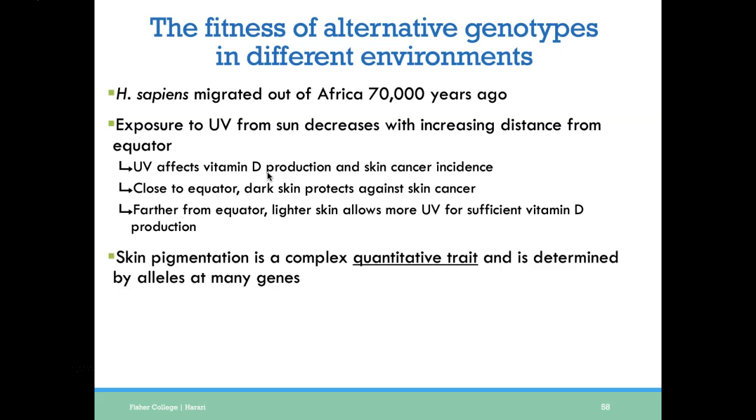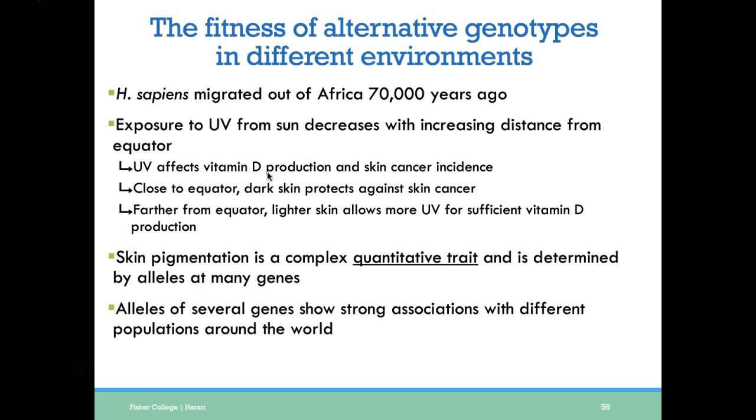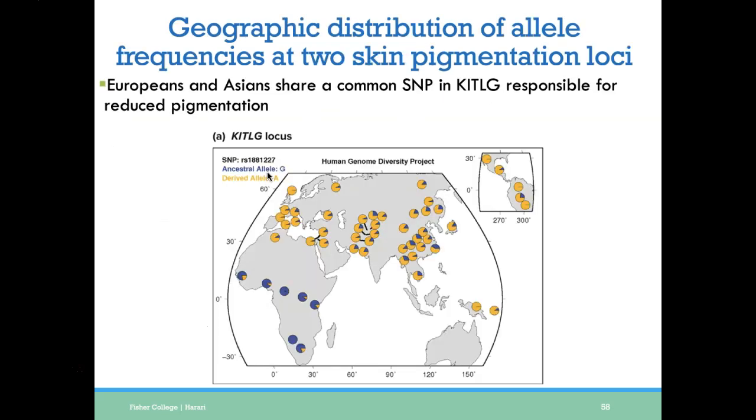So skin pigmentation is a complex quantitative trait, which is determined by multiple alleles at different genes. It's not just one gene that gives you one kind of skin color. It's actually multiple different genes that work together to produce skin pigmentation. And there are different alleles of different genes that show strong associations with different populations around the world. So you can look at the geographical distribution of allele frequencies at two different skin pigmentation loci.